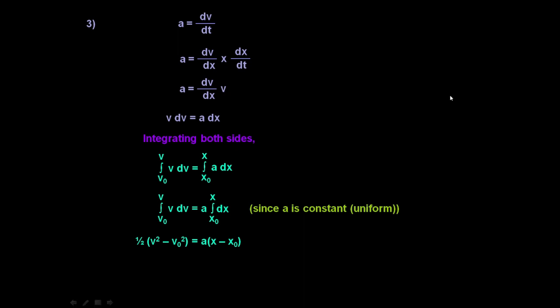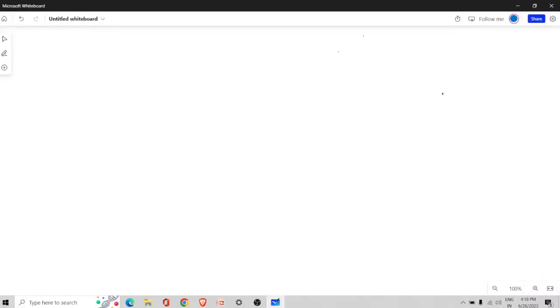So let me explain again. Students, let us learn the second equation of motion by using v is equal to x2 minus x1 by t2 minus t1, which is delta x by delta t, can be written as dx by dt.